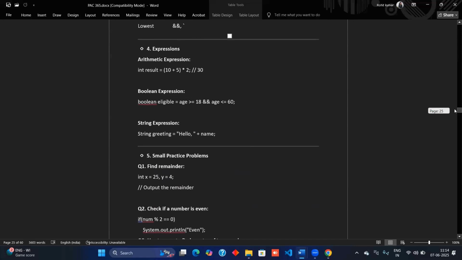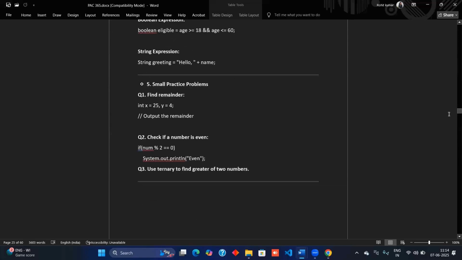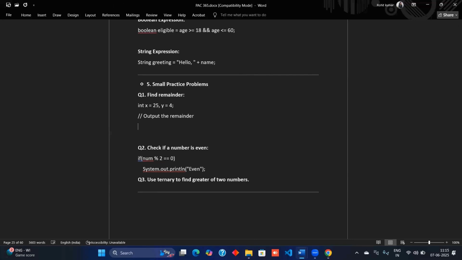Now moving further, we will look at smaller practice problems for our clarity. Suppose x has a value of 25 and y has a value of 4. Now to find the remainder, we have to divide. For the result, we will use double, that will be better.